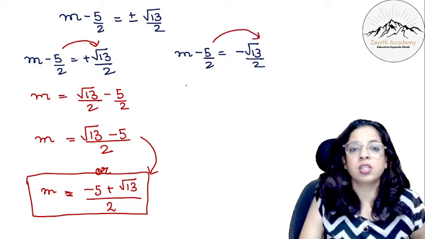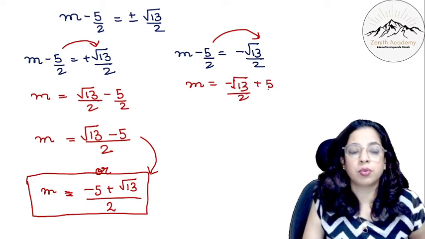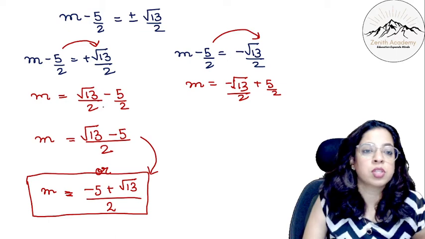Now take this on the other side. So m is equal to minus root 13 by 2 plus 5 by 2. Sorry, here it goes there, it becomes plus.